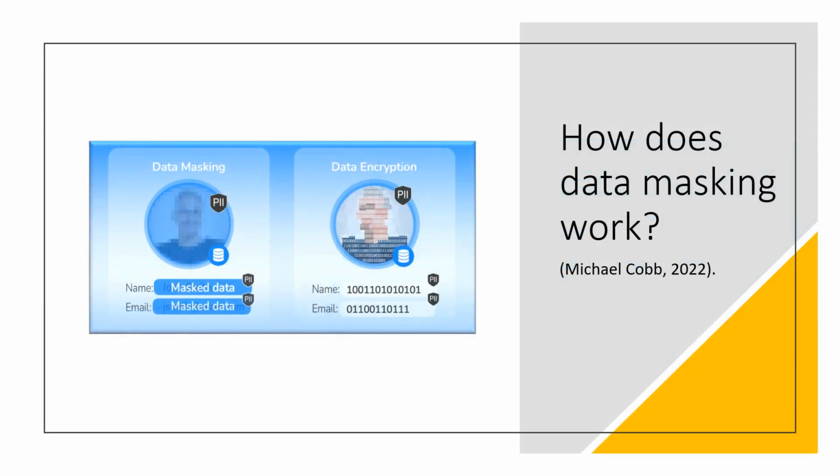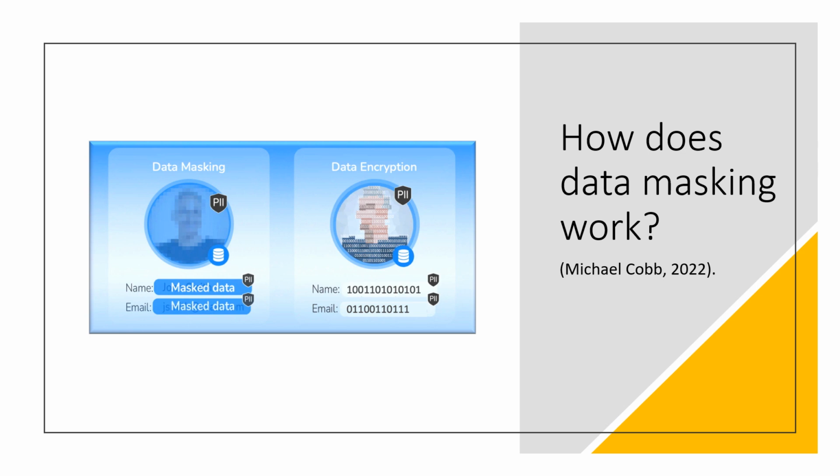How does data masking work? Well, data masking is a fascinating process that helps organizations protect sensitive information while still allowing them to use and share data for various purposes. It's like putting a digital disguise on the data, if you will. So, how does it actually work? Let's dive in and explore the different methods of data masking.